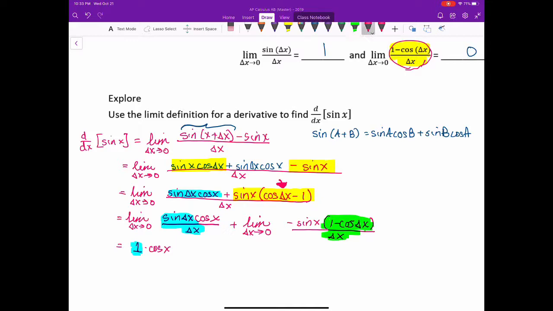So really, I end up with plus negative sine, so I could make it a minus. That would probably make more sense here. Minus sine of x times what I highlighted in green, which, when I apply the limit up there, we've proven earlier, is equal to 0. So that means that this is going to just be 1 times cosine of x, which is cosine of x. So in other words, the derivative of sine is cosine. And now that we've proven it, you can use that as a rule.